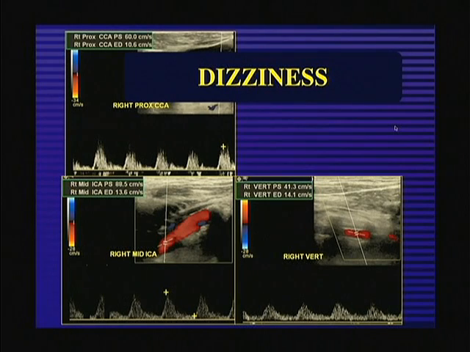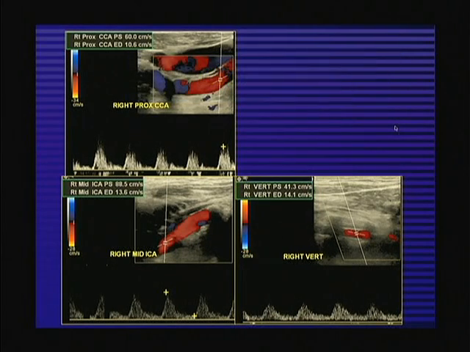All right, you guys are doing great. Let's keep it going. Here's a patient that presents with dizziness. Okay? Now, thinking caps on. Here are the waveforms from the right side. I'm showing common carotid on top, internal carotid on the bottom, and the vertebral.